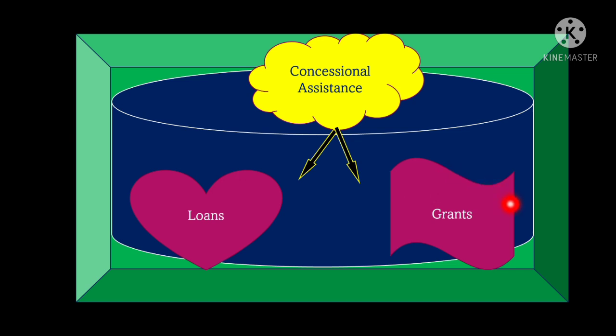Whereas grants are funds given by the general public, a charitable trust, or other organizations. But a grant does not carry any obligation of repayment. This needs to be remembered. So concessional assistance can be in the form of a loan or a grant.